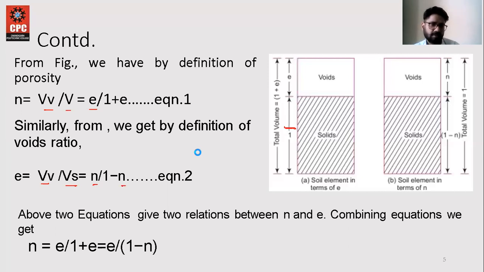We can number both of these equations, and when we combine them, we get n, which is the porosity, equal to void ratio divided by 1 plus void ratio, which can also be written as void ratio divided by 1 minus n. Here n is the porosity of the soil sample.